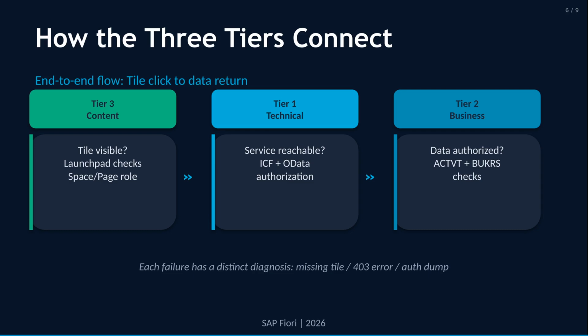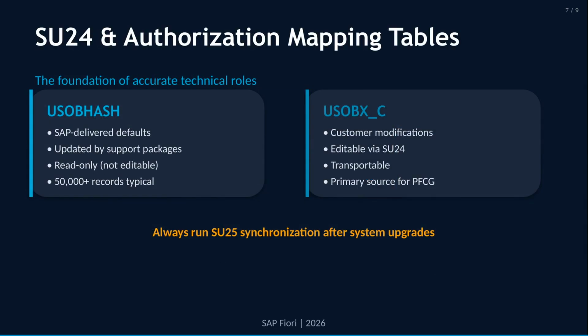If any tier says no, the request fails, but each failure has its own signature. Tile missing, Tier 3. Service 403 error, Tier 1. No data or authorization dump, Tier 2.